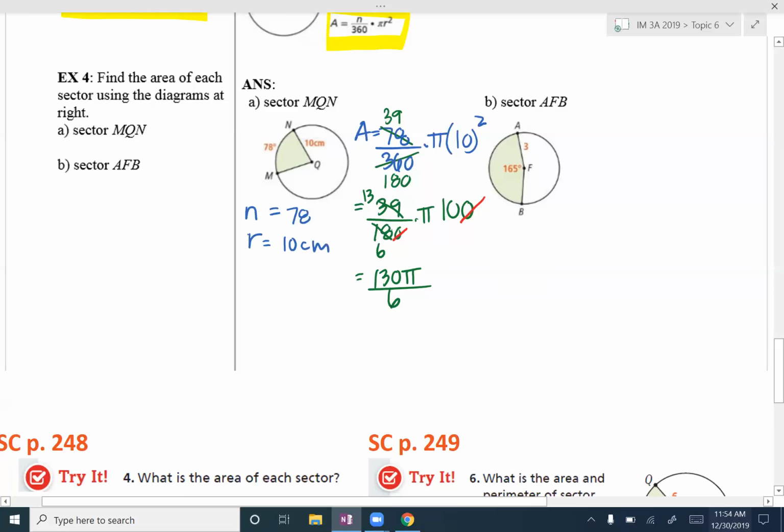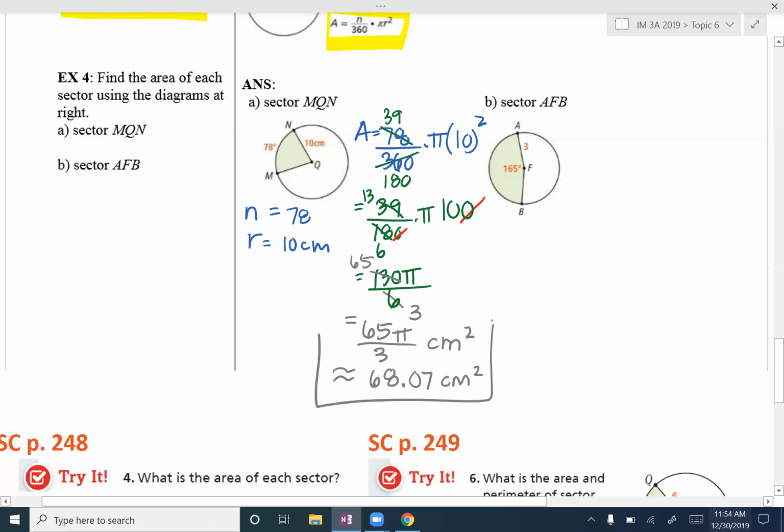6 does not go into 130, but I can divide them both by 2. If I divide 6 by 2, I get 3, and if I divide 130 by 2, I get 65. So that means that this is equivalent to 65 pi over 3 square centimeters. Or if I calculate that out, 65 times pi divided by 3 is about 68.07 square centimeters. Okay, so that is the area of a sector using the formula in degrees.